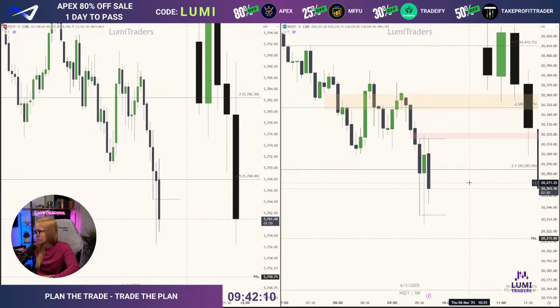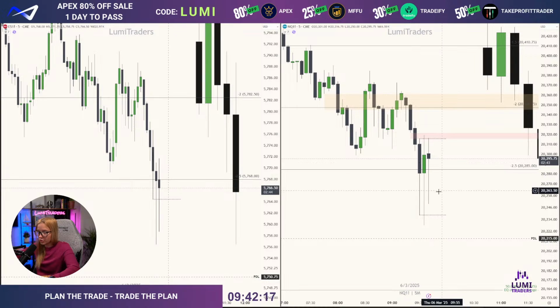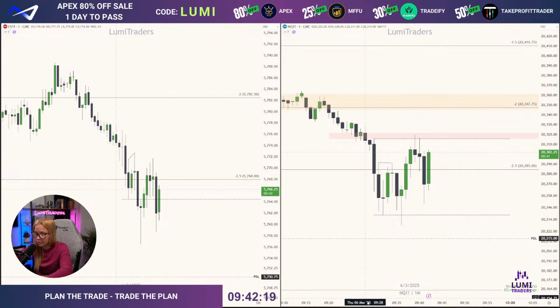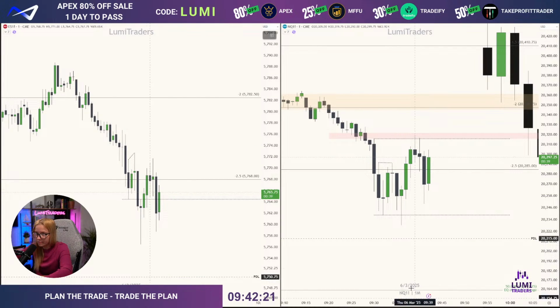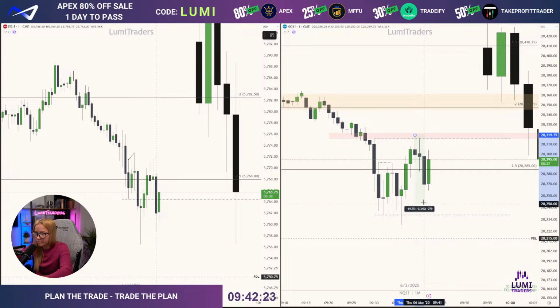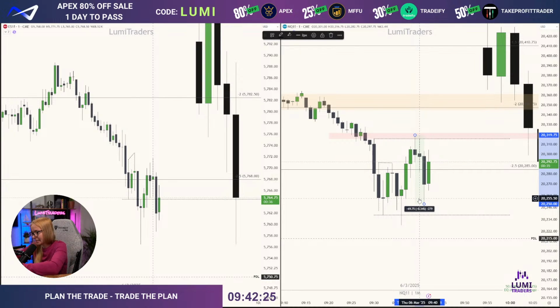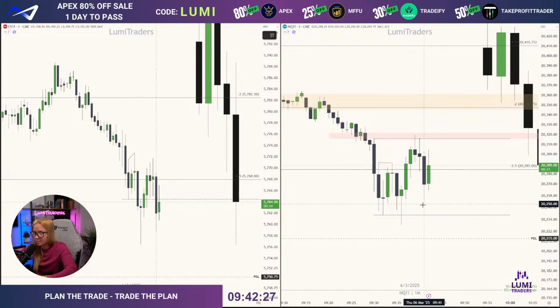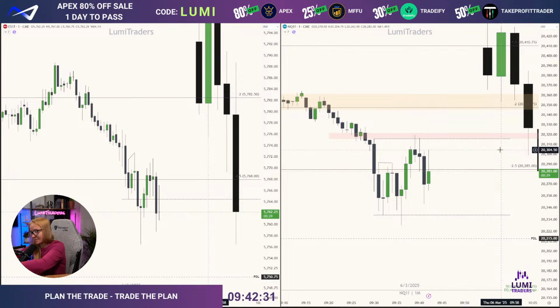Look at this retracement. Let's just see how big the retracement was right here. 70 points. Easy. How big is this candle right here? So far, 40 points. Easy. Like, easy to trade.